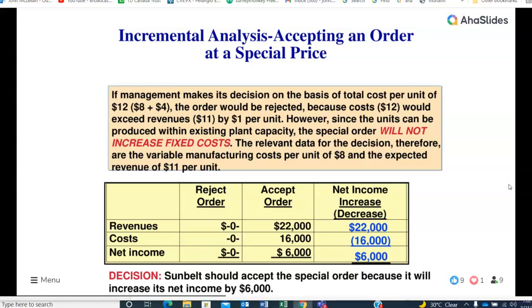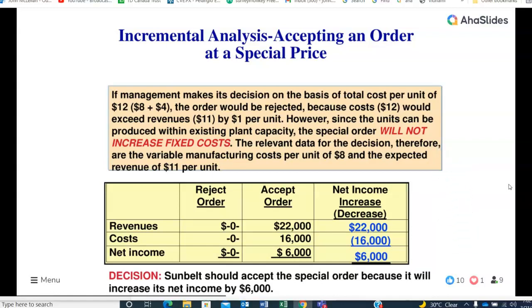Now, if I reject it, no money comes in, there's no revenue. And if I reject it, I'm not going to manufacture those 2,000. So there's no money going out for direct materials, direct labor, and manufacturing overhead. And the fixed overhead is irrelevant, because if I accept the order, there's no additional fixed cost. It's the same, 400,000. But if I accept the order, well, in comes 22,000 in cash. And out goes 16,000 in direct material, direct labor, and variable manufacturing overhead. So you see, I'd be 6,000 better off.